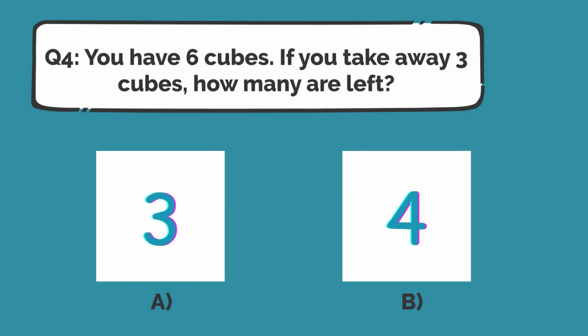You have 6 cubes. If you take away 3 cubes, how many are left? Is it Option A or Option B? Think about it. Fantastic! The correct answer is Option A, 3. 6 minus 3 is equal to 3.